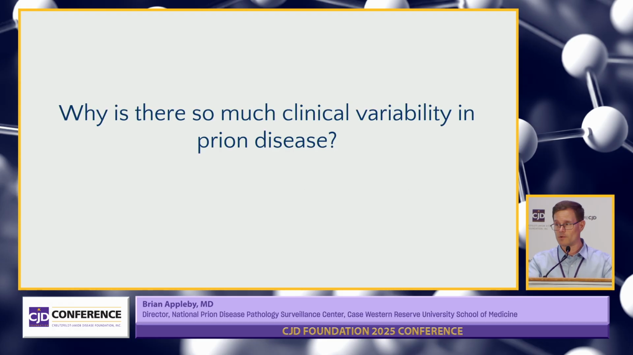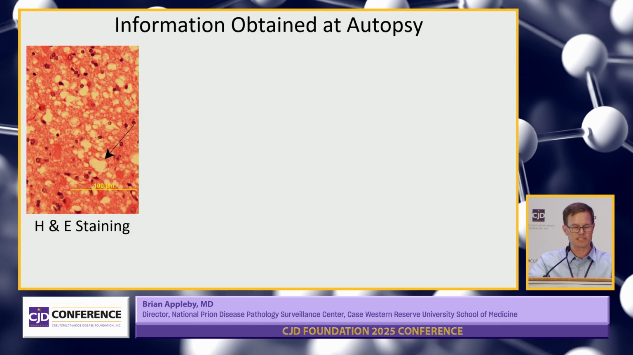All right. So I know I'm over time. I apologize. This shouldn't take too much time, but I just want to end on why there is so much clinical variability in prion disease.